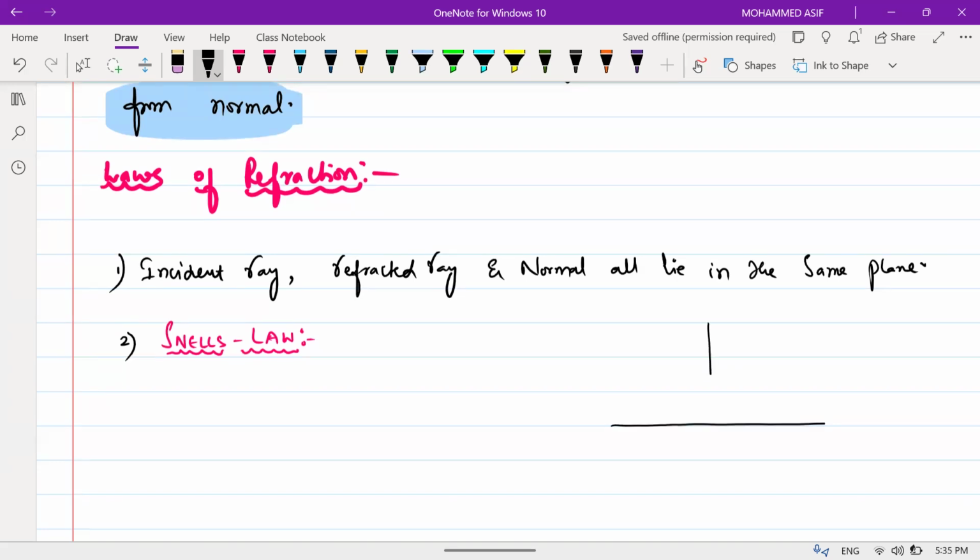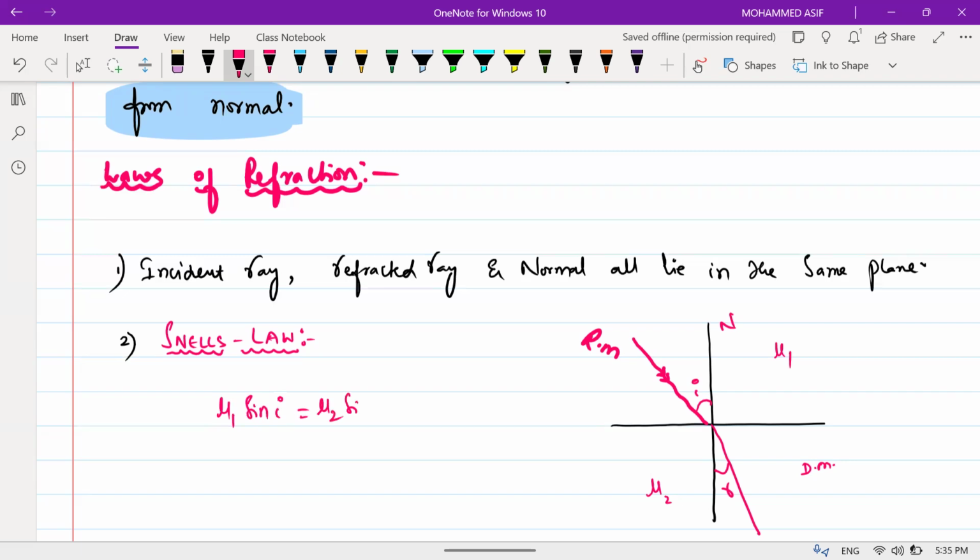This is your interface. This is your normal. Whenever light is going from rarer medium to denser medium, it will bend towards the normal like this. This is R, this is I, this is N. We defined a term called refractive index. Snell's law says that this medium has refractive index mu1 and this has refractive index mu2. So mu1 sine I is equal to mu2 sine R.